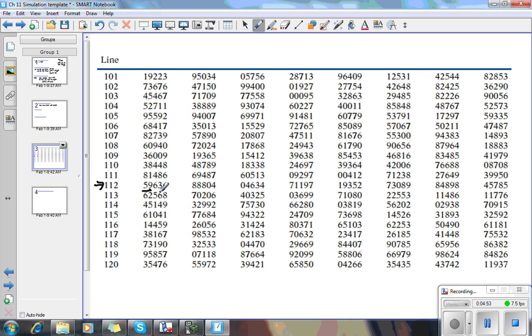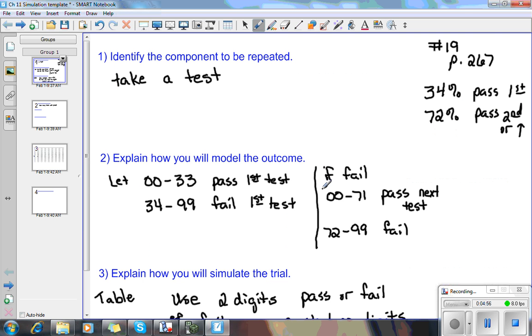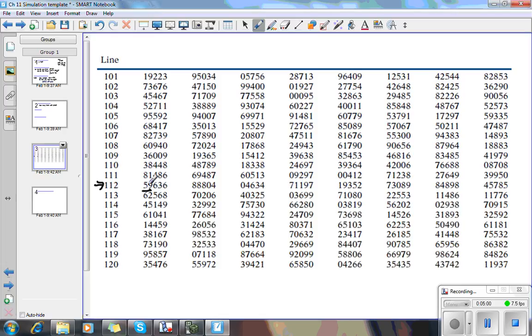Well, remember, now we're using the different set of numbers. And the new set of numbers for that one was 00 to 71. So they passed the second test. So this was a fail. This was a pass. So then that means it took 2 tests. So I'm going to put a 2 up here. I'll keep track of my results up here. So that was one trial.